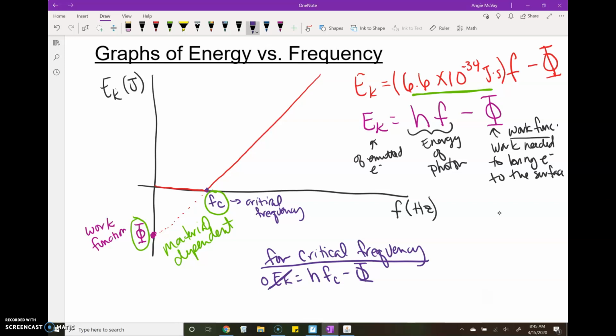So for the critical frequency, the energy of the photon, hf, is equal to the work function. We've done just enough work to get the electron up to the photo surface, but not have any kinetic energy. So that's an important equation, specifically for the critical frequency. And then this guy here is our photoelectric effect equation that we can use. Okay?